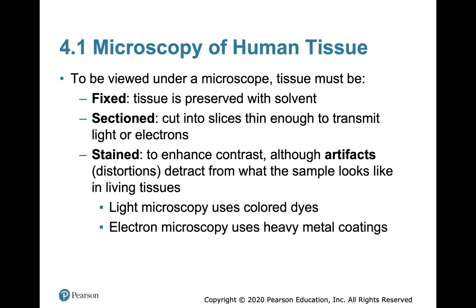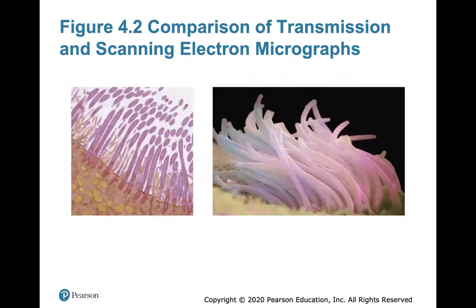Microscopy of human tissue. To be viewed under a microscope, the tissue must be fixed or preserved in a solvent, sectioned or cut into slices thin enough to transmit light or electrons, and then stained to enhance the contrast, although artifacts or distortions will detract from what the sample looks like. Light microscopy uses colored dyes, and electron microscopy uses heavy metal coatings.